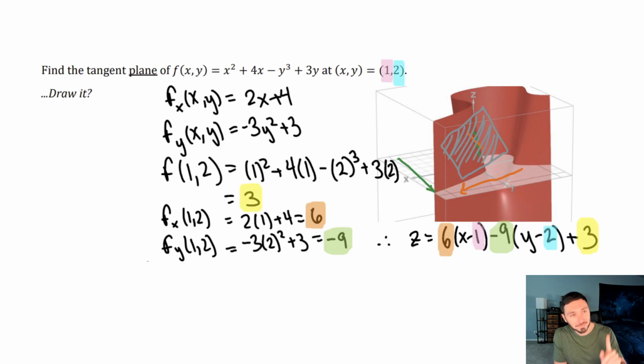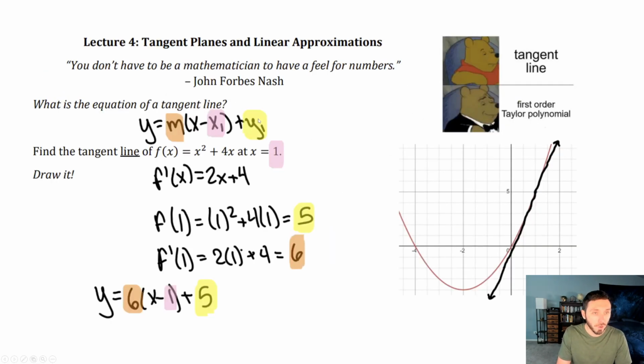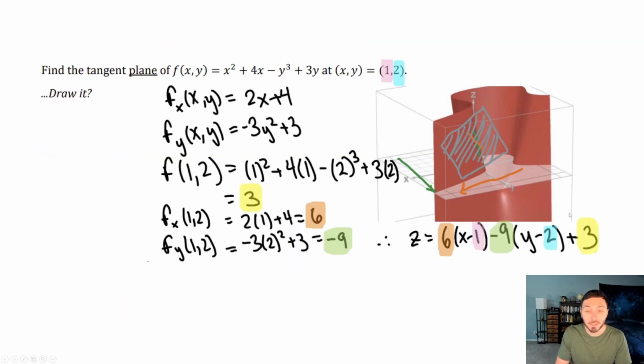3, 2, 1. So instead of taking one derivative, you take 2. You have partial with respect to x, partial with respect to y, and these will serve as sort of your slopes for the x component and y component respectively. And then thereafter, assuming you plug in your (1, 2) to find those slopes, you just have to find the actual output at that moment. So plug that (1, 2) into the original function, and that'll serve as your plus y1, but in this case, your plus z1, giving you the tangent plane this time around instead of the tangent line.